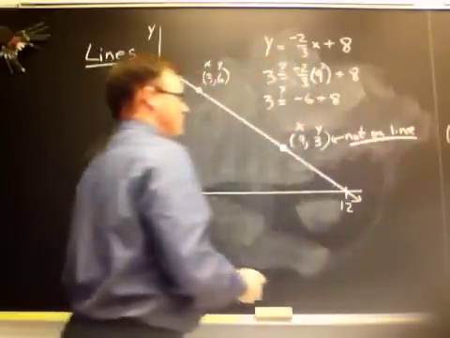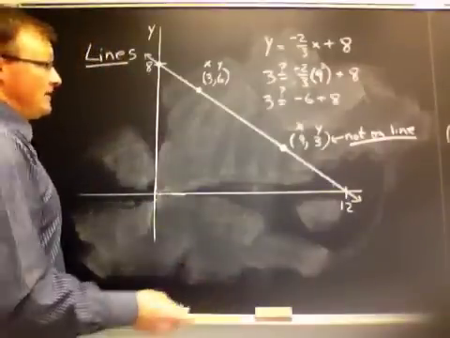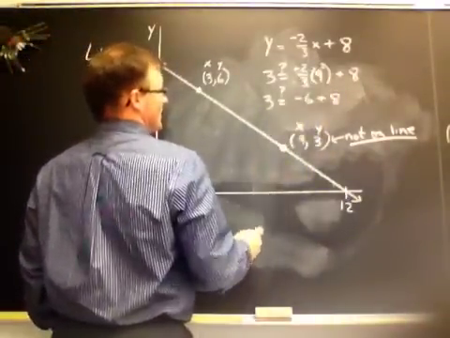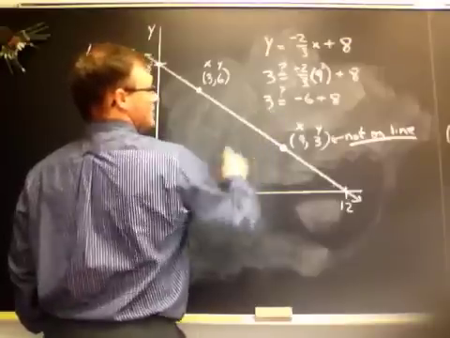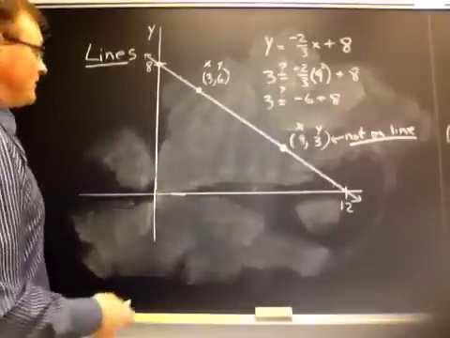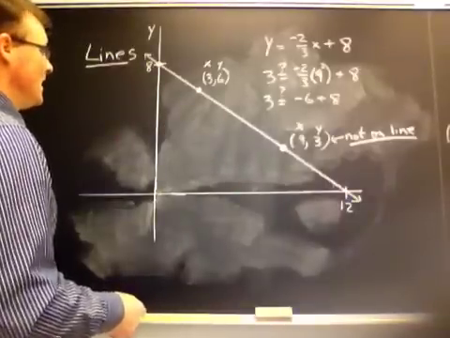Remember, every point should satisfy the conditions. And in fact, if you think about this for a little bit and test the numbers, you're going to realize that this number probably should have been a 2. So (9, 2) would be on this line. Think about that for a little bit. You can test it out.